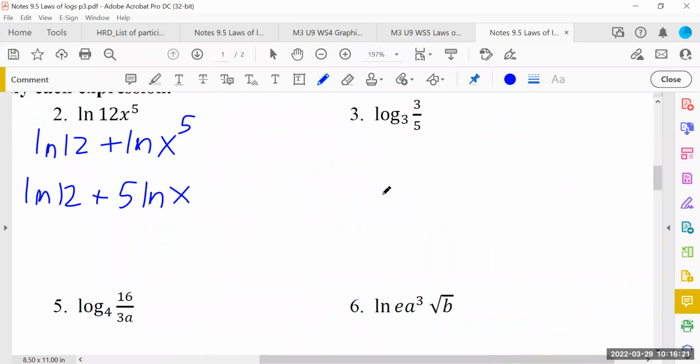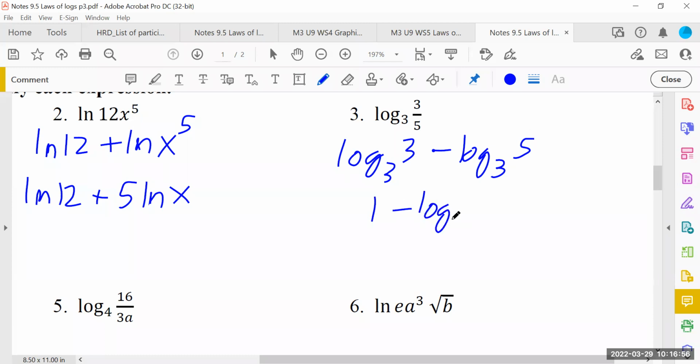Number 3, I see division. That becomes subtraction. Log base 3 of 3 minus log base 3 of 5. Again, all the bases have the same log as the starting one. With this one, one of these simplifies. The first one, log base 3 of 3. 3 to what power makes 3? 3 to the 1st power. So 1 minus log base 3 of 5. That would be my answer.